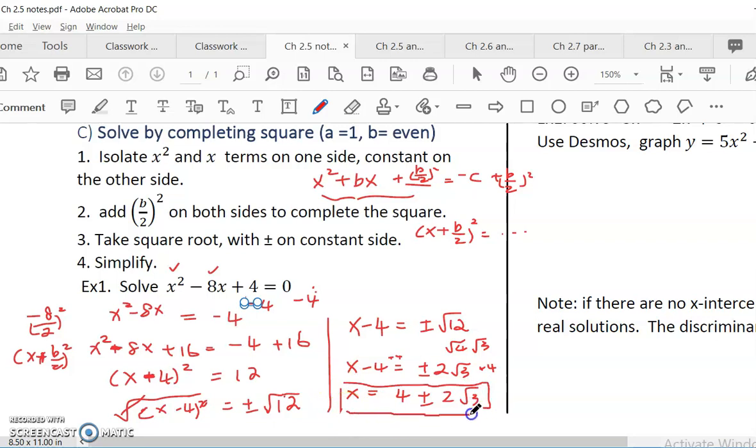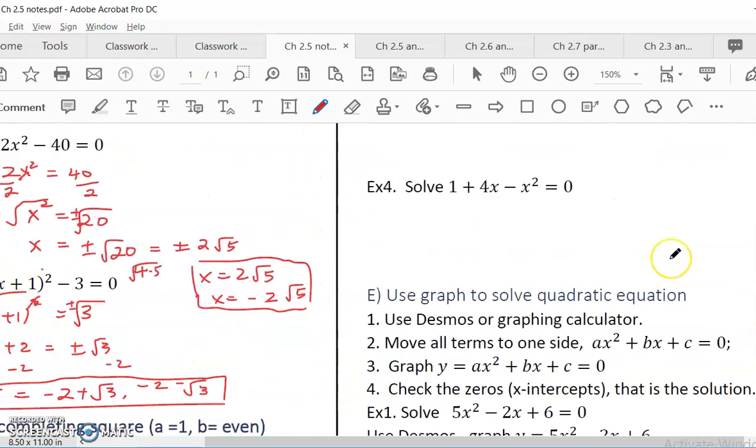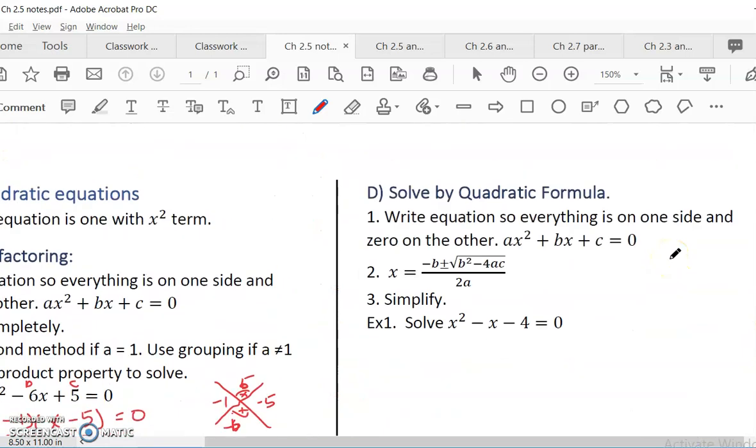Okay, so if you like this method, you don't have to do the quadratic formula. It's a little faster, but it has to be in this particular setup. So the next thing is quadratic formula.